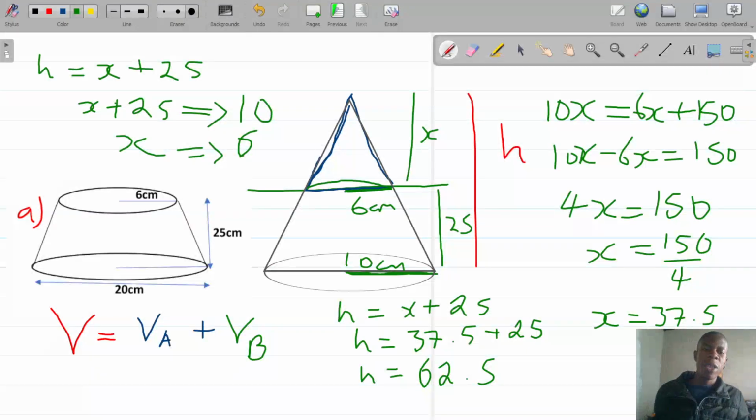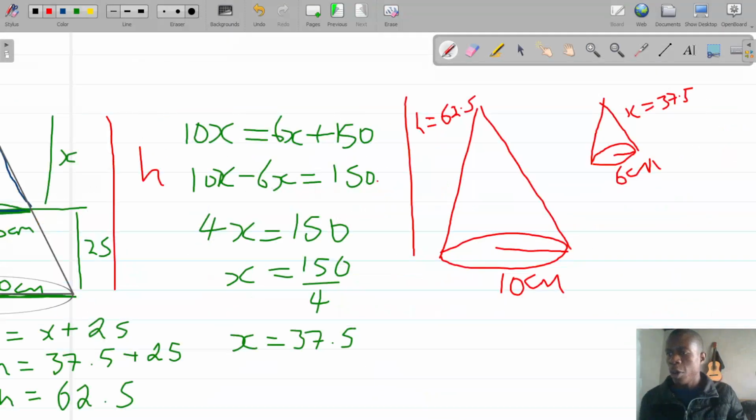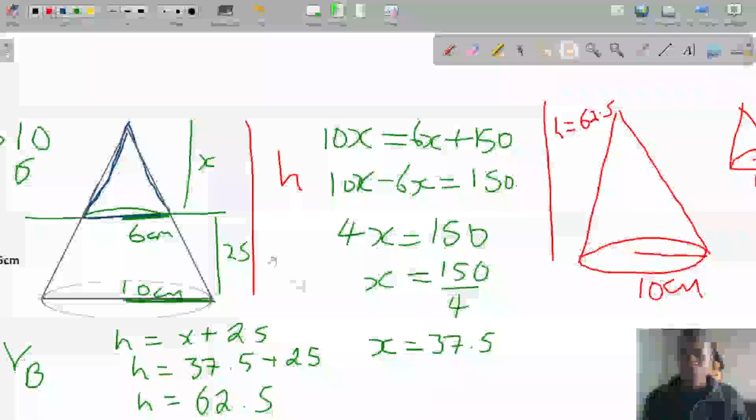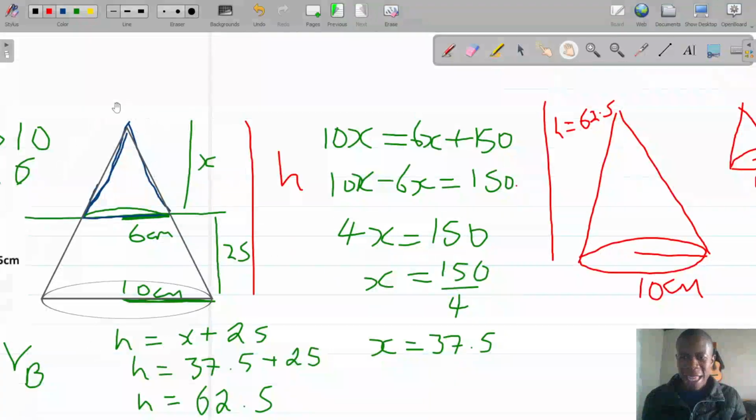62.5. So now from here we have everything that we need to solve this question. So our height, which is 62.5, we will draw the diagrams. So the height of this entire thing is 62.5, and it has a radius at the bottom, which is 10 centimeters.